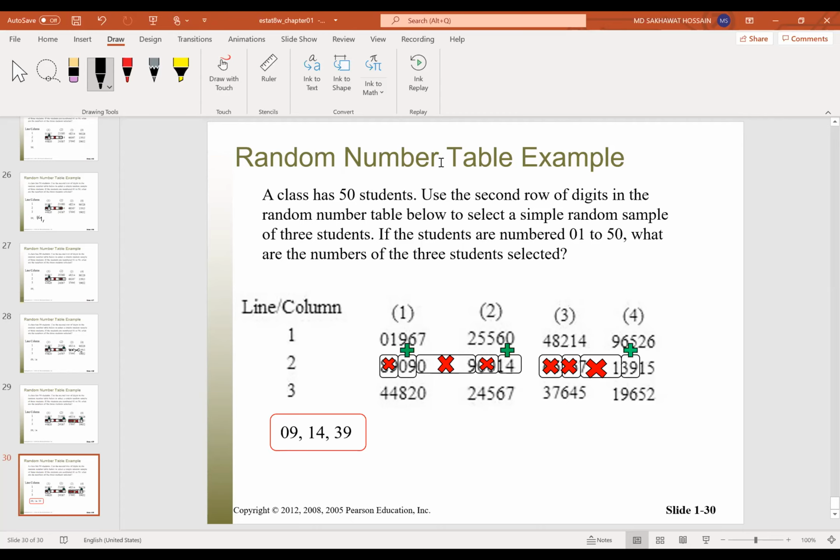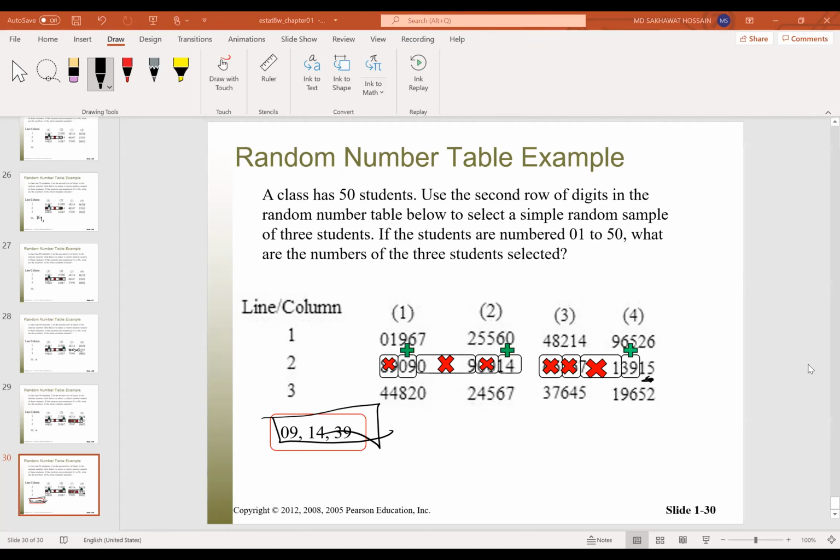So why can't we do 15? The next number is 15, but we only want to select 3 students, right? So we already have 3 numbers. Yes, very good question. The next number is 15, which is from 01 to 50, but we already have our 3 numbers, right? So we do not need to select 15. Yeah, okay.